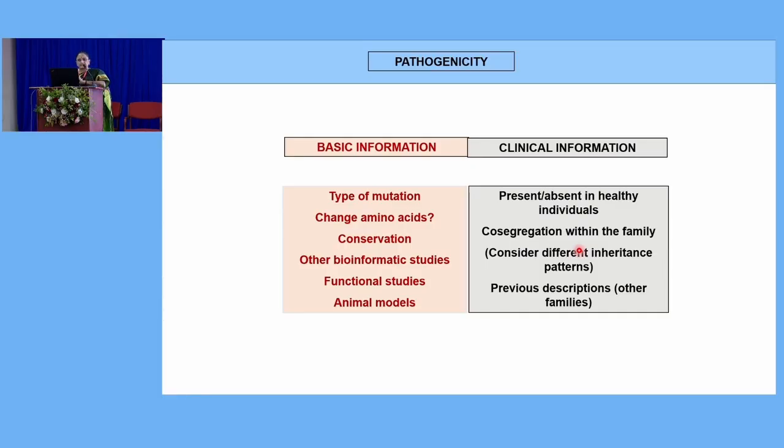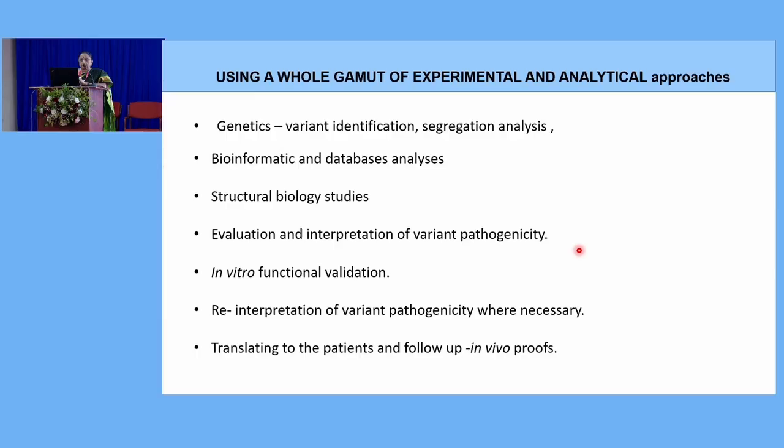So this is just the basic information and clinical information that's required for the pathogenicity. Using the whole gamut of experimental and analytical approaches, that is the genetic, bioinformatics, structural biology is one thing that we do not do in our lab, but then I collaborate with the Indian Institute of Science to do that. And then evaluation and interpretation, that is very important. Evaluation and interpretation of variant pathogenicity, in vitro functional validation, and reinterpreting them, and then translating it to patients and following it up. That shows whether the proof is in the pudding. So that is what really happens.